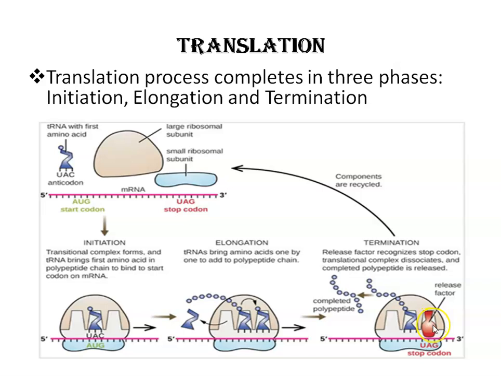And in the termination process, the process stops when the ribosome reaches the stop codon. So this is the stop codon. We know there are three stop codons: UAA, UAG, and UGA. The release factor protein binds. This is the release factor. It binds to the stop codon, and the polypeptide chain is released from the ribosome, and the ribosomal complex then disassembles.